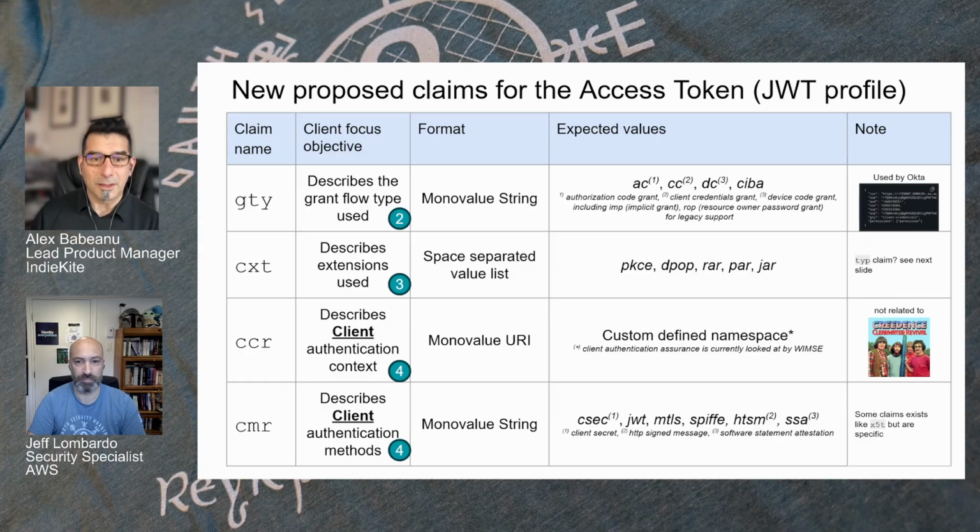The third one, CCR, would describe the client authentication context. It's a bit like your ACR for the subject, but for the client, CCR. This would be defined by a custom namespace that would provide us some level of assurance for the client authentication itself. And finally, CMR, like AMR, would provide us the authentication methods that were used to authenticate the client, such as mTLS, JWT, client secret, and so forth. So I think those 4 new claims would really help us build better access policies that are really enforcing security throughout the whole environment.